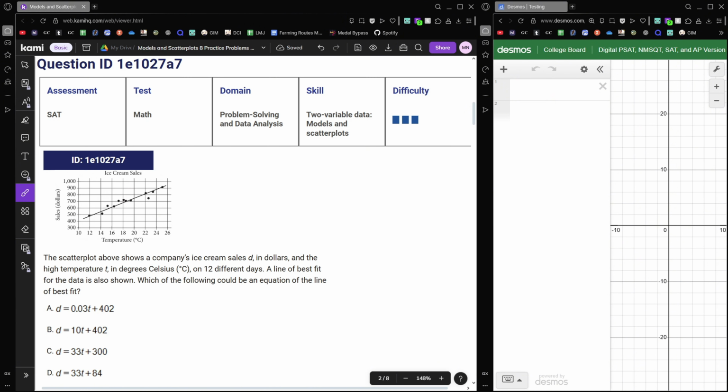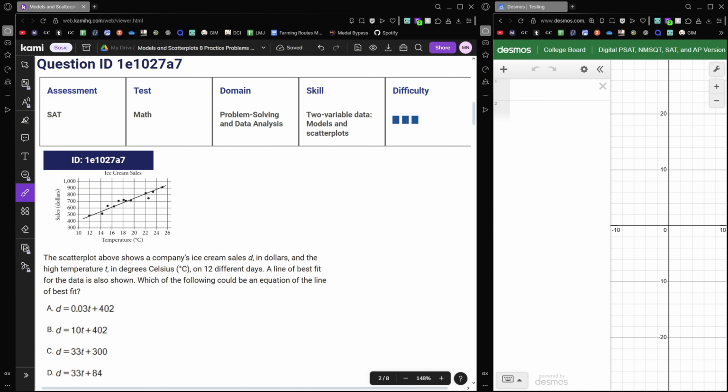Question number 2. The scatter plot above shows a company's ice cream sales, D, in dollars, and the high temperature T in degrees Celsius on 12 different days. A line of best fit for the data is also shown. Which of the following could be an equation of the line of best fit?